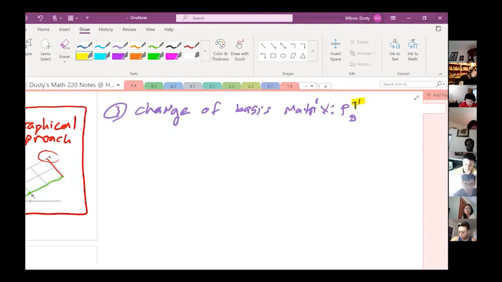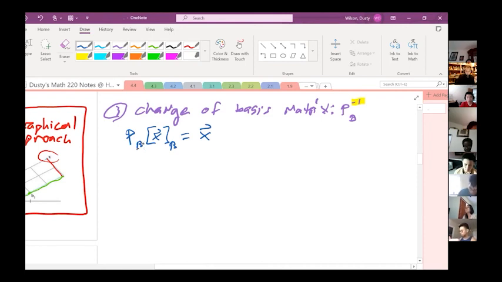So let's see how this works. Remember what we did in the previous example. If we took our change of basis matrix PB, which I'm about to describe, and I multiplied it by the B coordinates, then this would give me back my X. Okay. So you might say, Dusty, what the heck? Where did all that stuff come from?